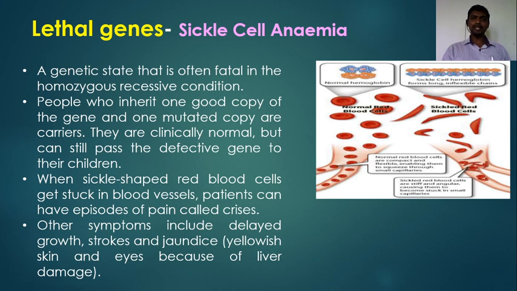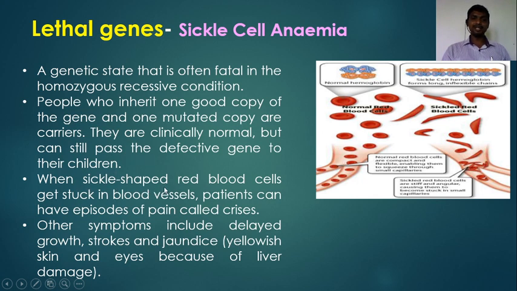People who inherit one good copy of the gene and one mutated copy are carriers. They are clinically normal but can still pass the defective gene to their children. So the heterozygous condition is not harmful to the individual. These individuals are clinically normal because they contain one good copy of the gene and one mutated copy. These carriers can still pass the defective gene to their children.